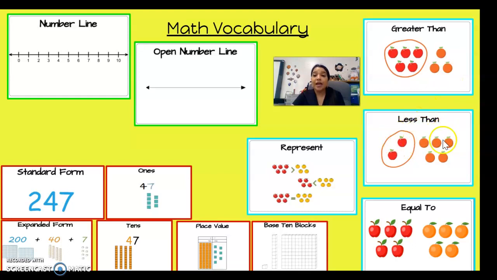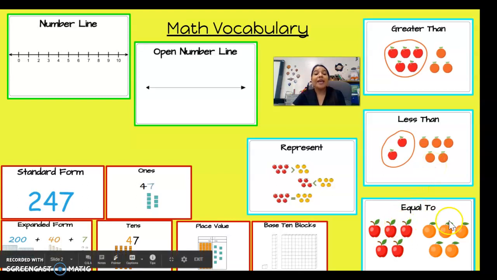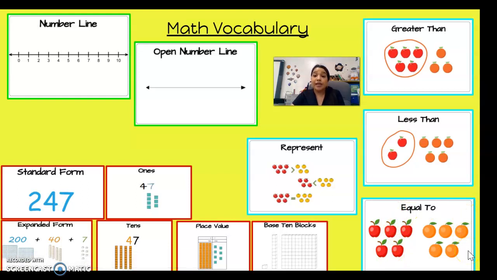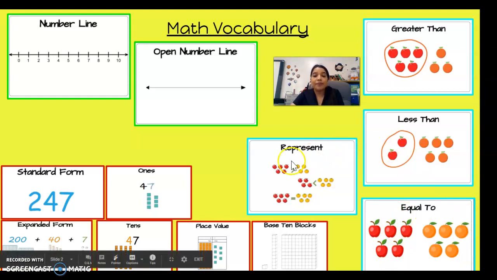Less than. With less than, we want to see which object has less. So we have 2 apples and 5 oranges. Which fruit has less? Apples. So the number of apples is less than the number of oranges. Equal to. Equal to is when we have the same amount of 2 objects. So we have 5 apples and 5 oranges. So the number of apples is equal to the number of oranges because they have the same amount.